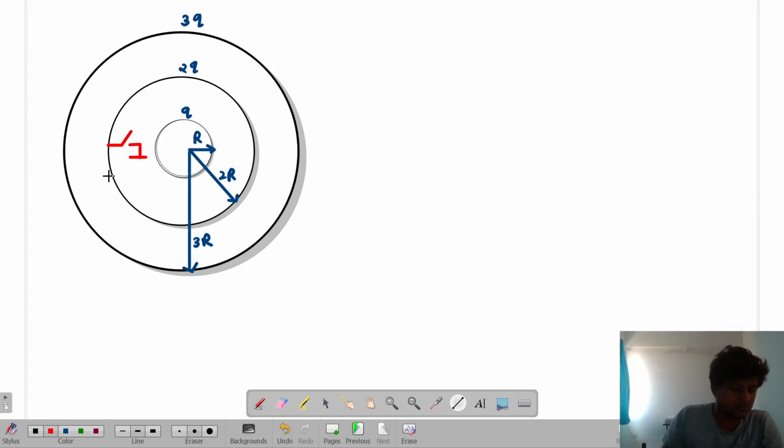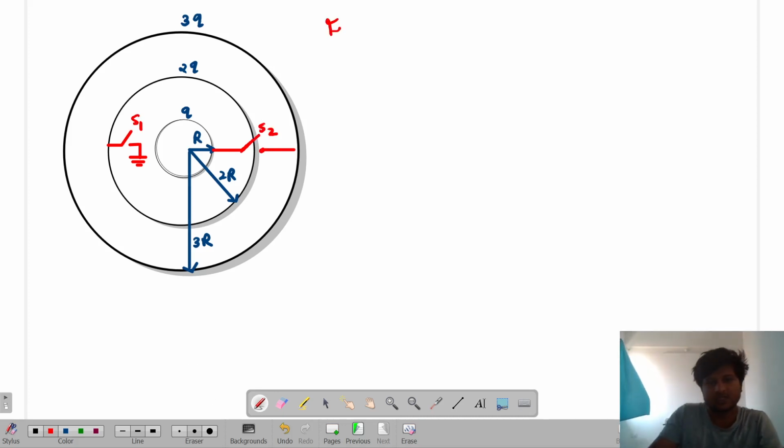Net charge on the system. There are two switches. The first one is that switch, the second one is this switch. Is that clear? Switch S1, switch S2. The question is to find the charges on the spheres.